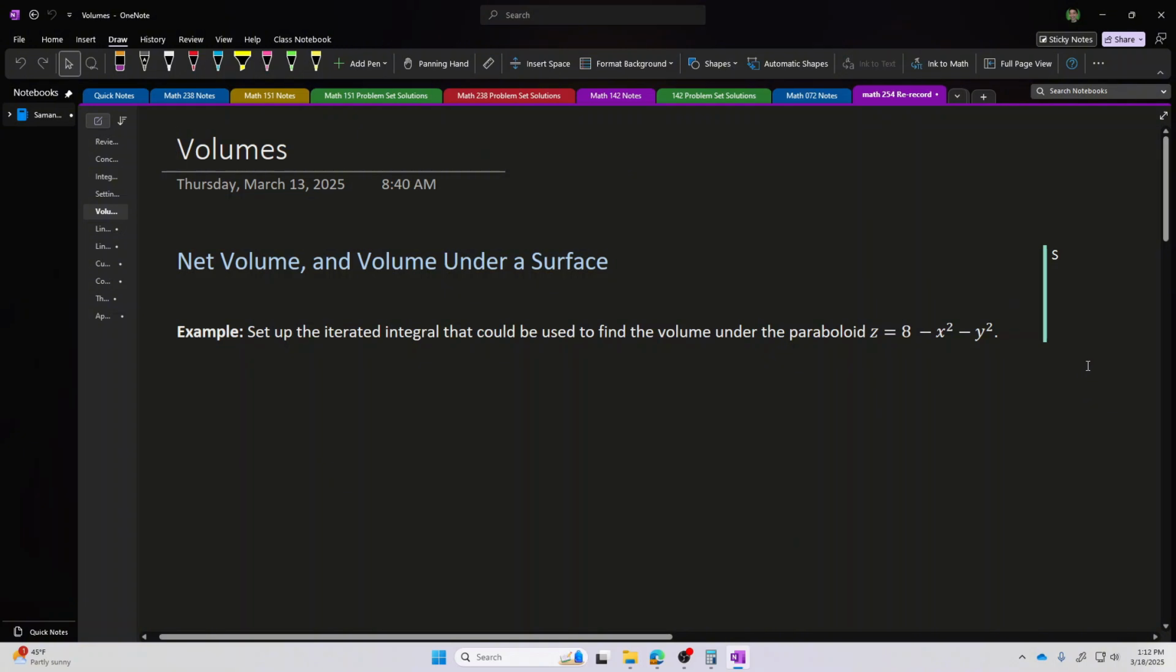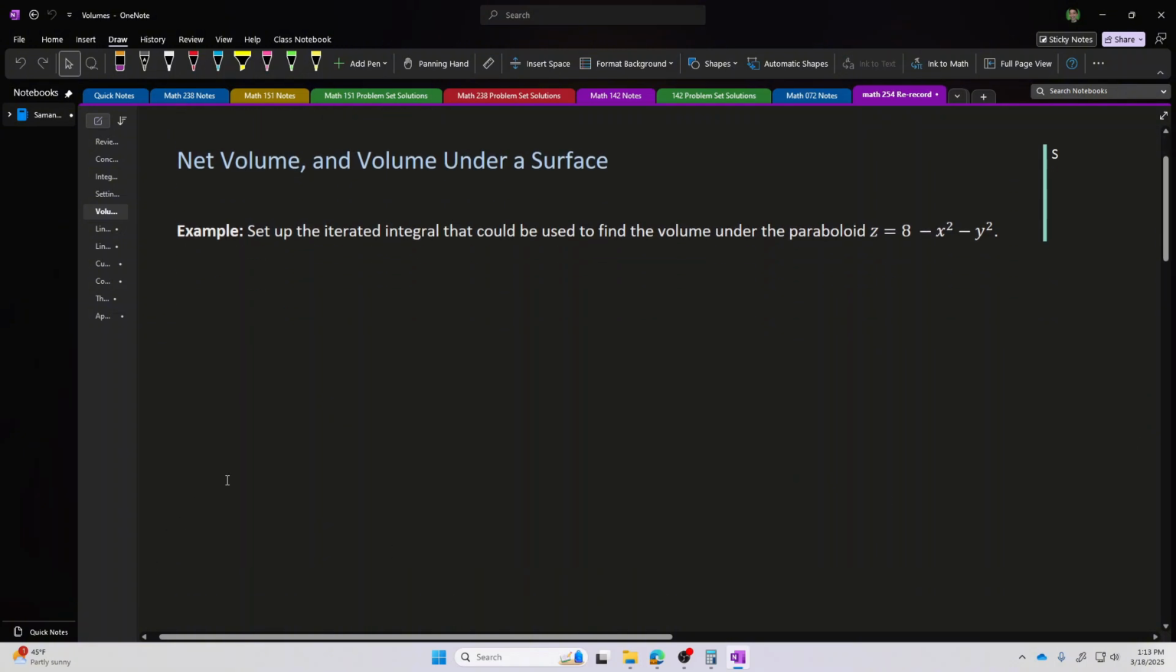And I'll give you a heads up right now that in my experience, the hard part of these problems is usually making sense of what is the correct region of integration for the problem. What is the correct R for the problem? So we'll be focusing on that in particular as we go through this lesson.